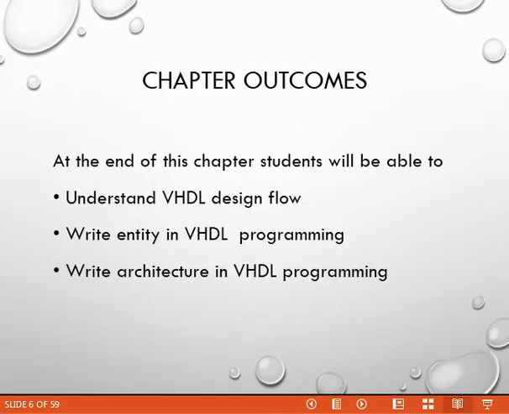So as I was discussing the chapter outcomes, at the end of this chapter you will be able to write VHDL programs for basic circuits, okay, and after that we are going to write programs for combinational and sequential logic circuits. So here in this unit we are going to discuss the basics of VHDL programming.